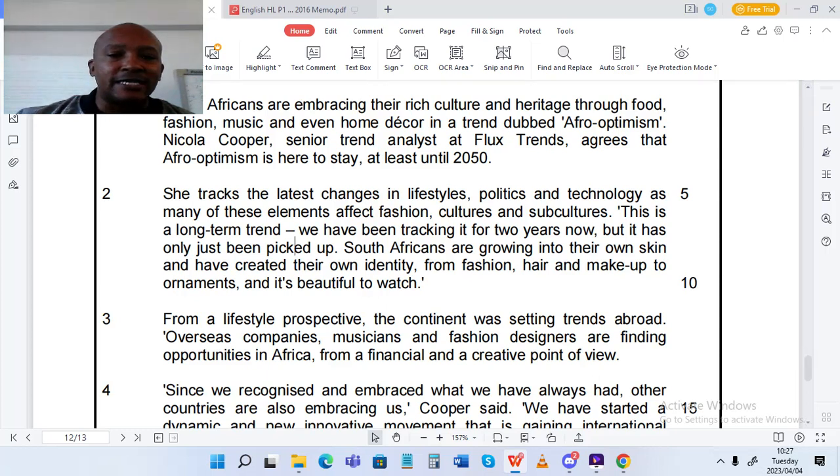She tracks the latest changes in lifestyles, politics, and technology as many of these elements affect fashion, cultures, and subcultures. Line 7: This is a long-term trend. We've been tracking it for 2 years now, but it has only just been picking up. To which noun? So we're going to have to look at the noun. What is a noun?